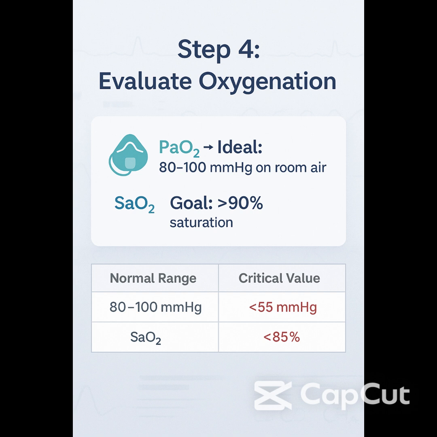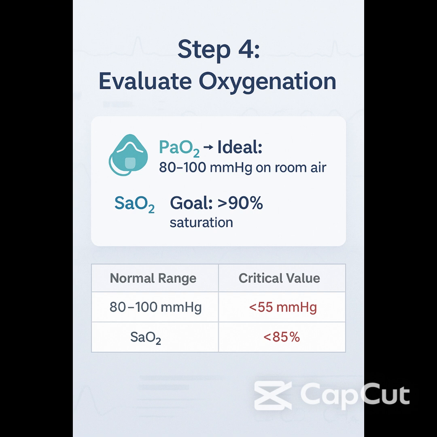Step 4. After assessing acid-base balance, evaluate oxygenation. Look at the PaO2, or partial pressure of oxygen in arterial blood. A normal PaO2 on room air is about 80 to 100 millimeters of mercury. Also check the oxygen saturation, or SaO2. Typically we want this to be greater than 90%.